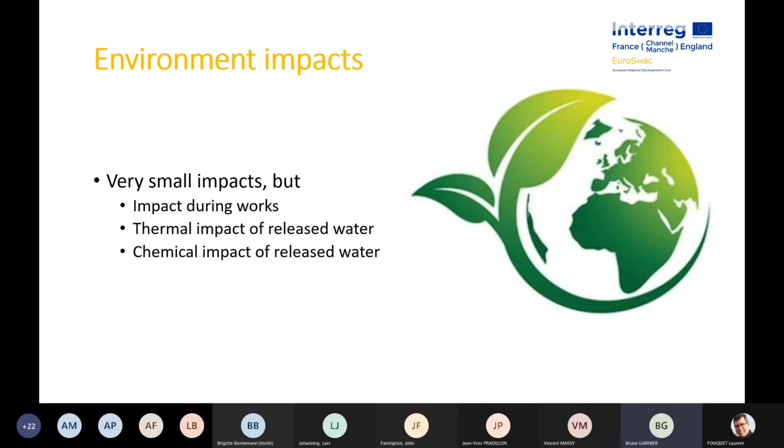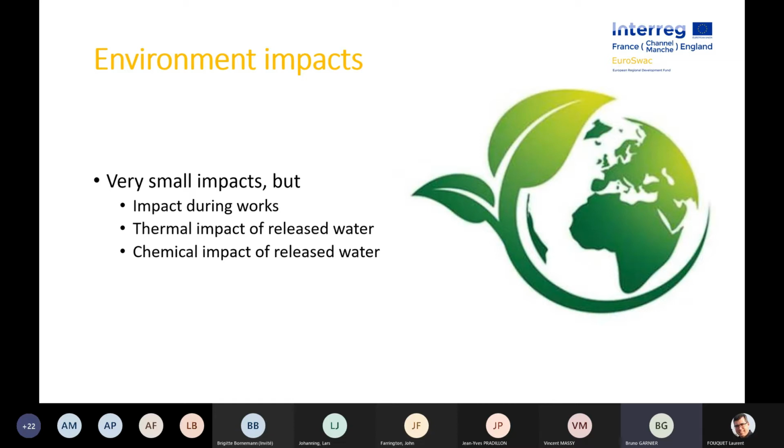When there is works in the sea, there are two types of impacts that can happen. The first type of impact is if there is mud that goes inside the water, the water will not be clear anymore, and it might be a problem for photosynthesis. And the second one is the noise that we make inside the sea.